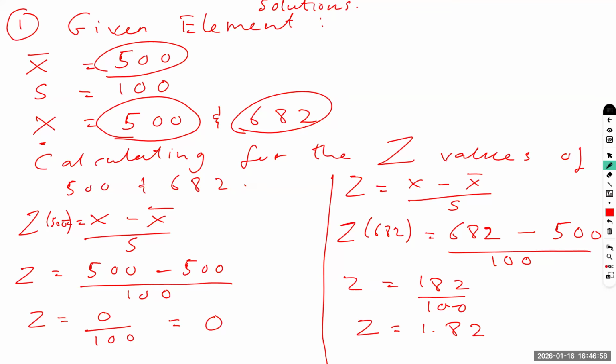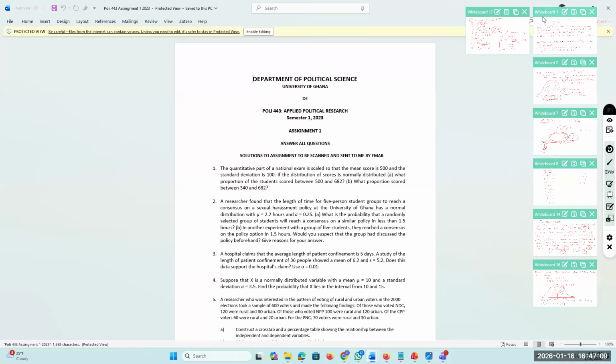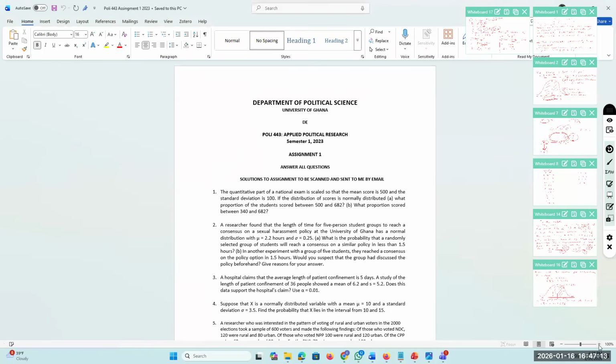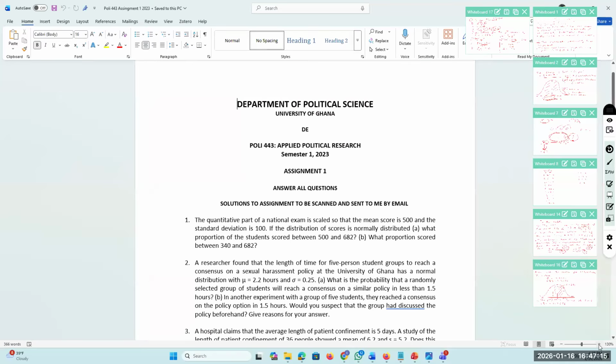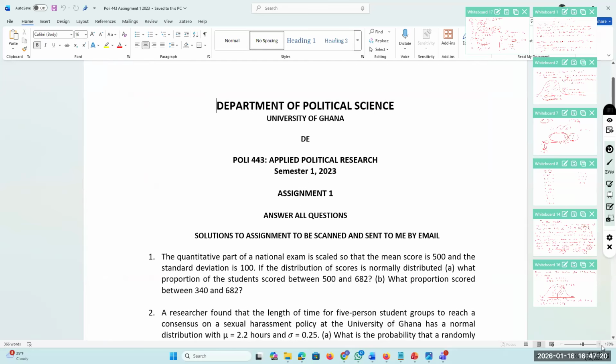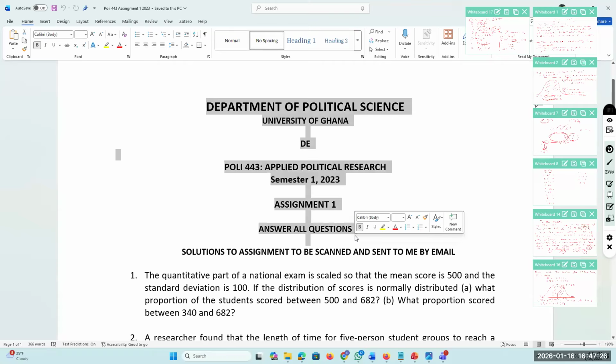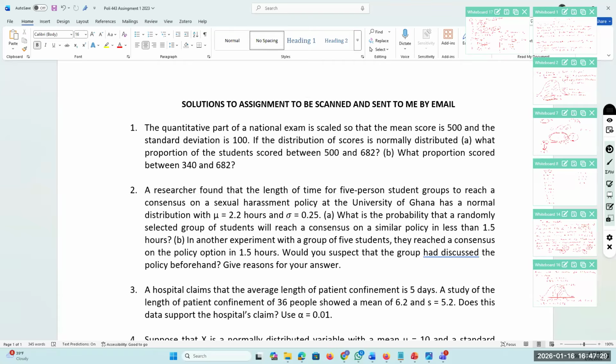Let me just display this thing. Since you are solving it, all of you have the screenshots already, so let me just display the question instead. This is the question we are solving. Question number 1 is what we are solving.